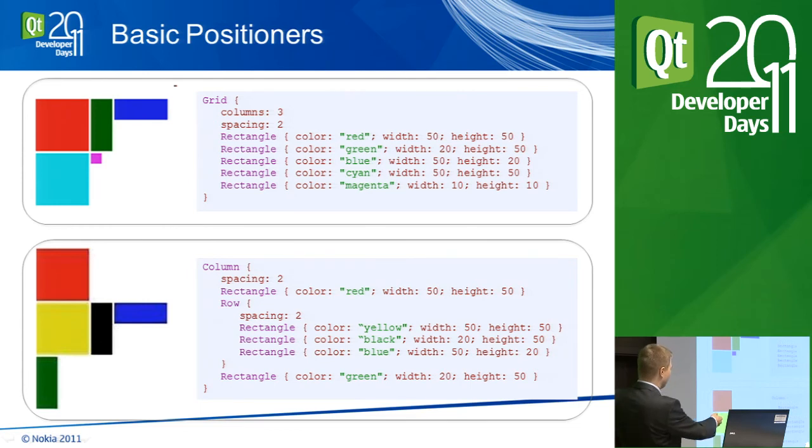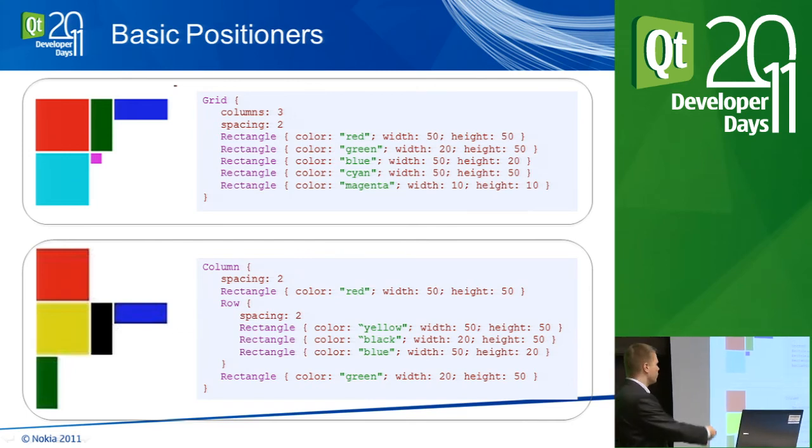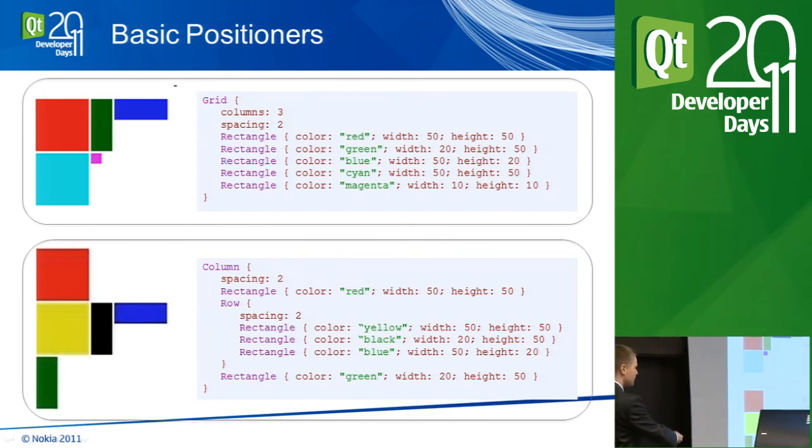So in row layout, we are adding items inside the layout. And they will be positioned in a row, like here. And in column, we are adding items, one of which is the row. And they will be positioned in a column, like this.